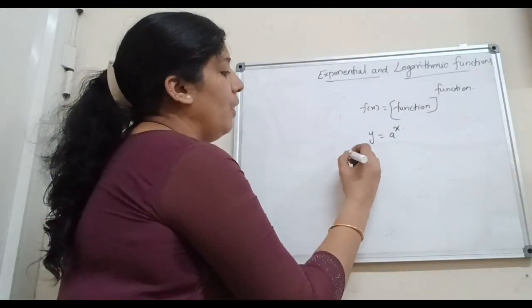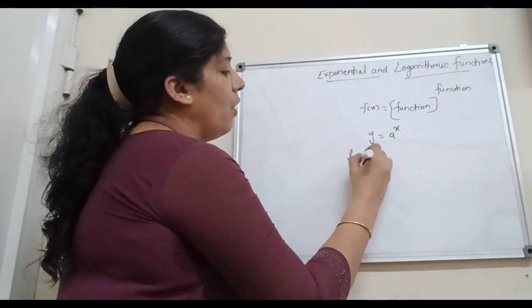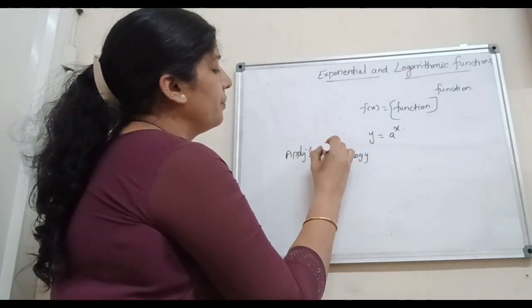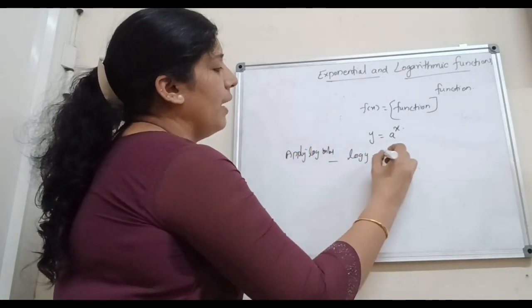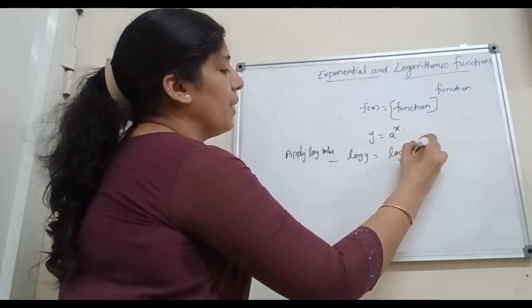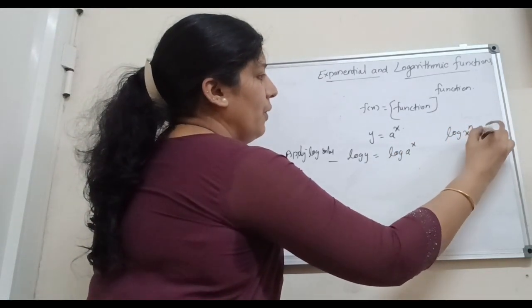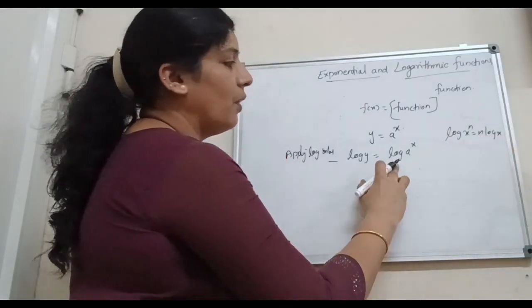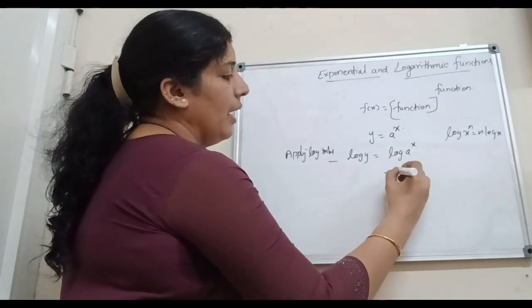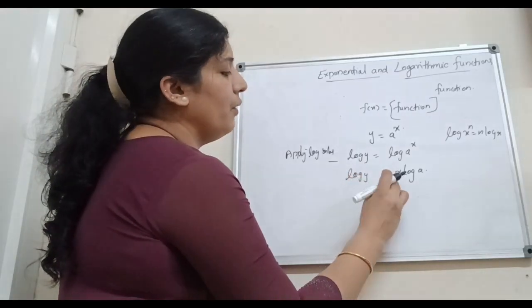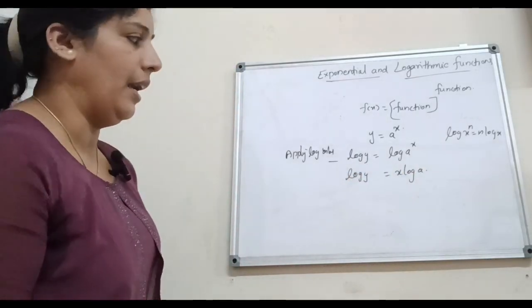First we have to apply logarithm on both sides. That is, log y. Therefore, log y equal to log a raised to x. We know that log x raised to n is equal to n log x. Therefore, log a raised to x can be written as x log a. Therefore, log y equal to x log a.